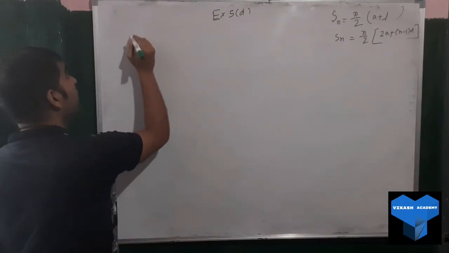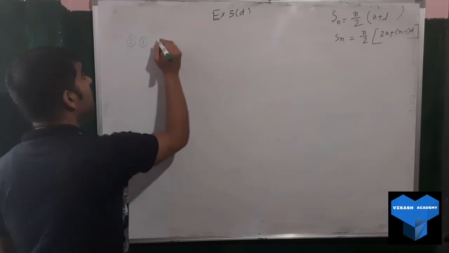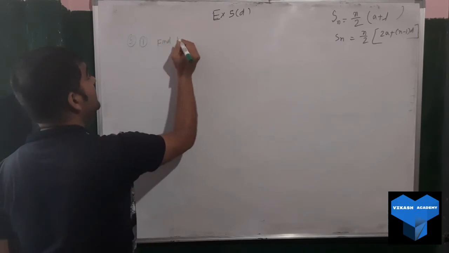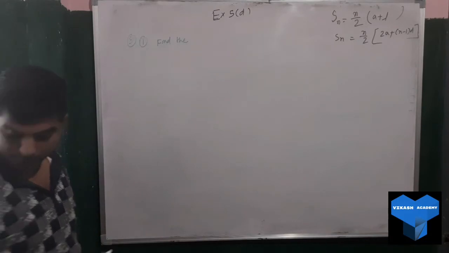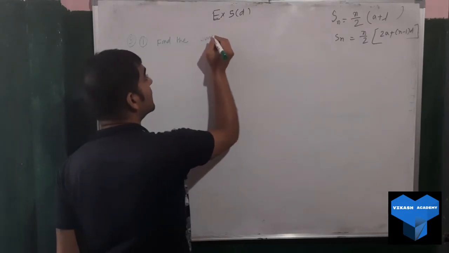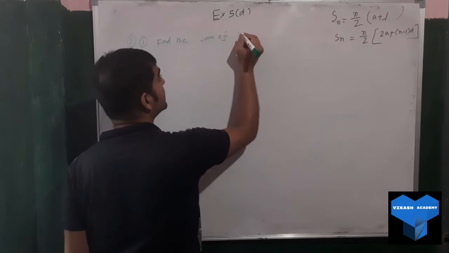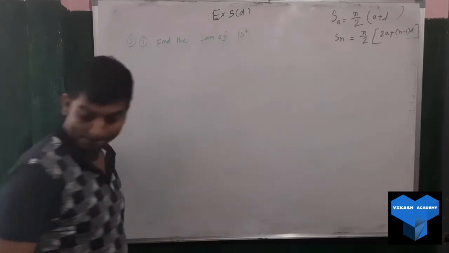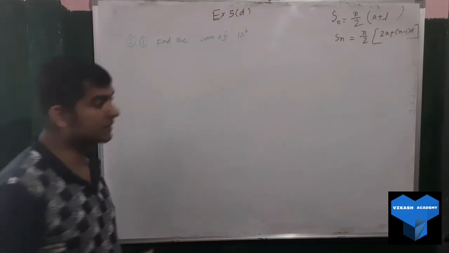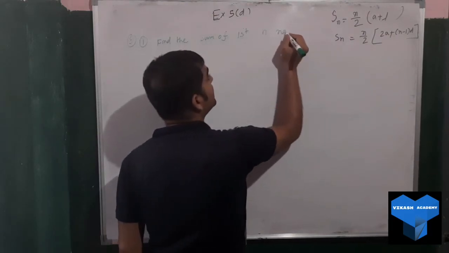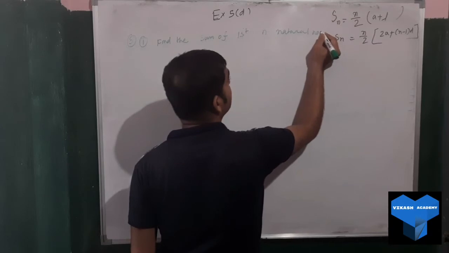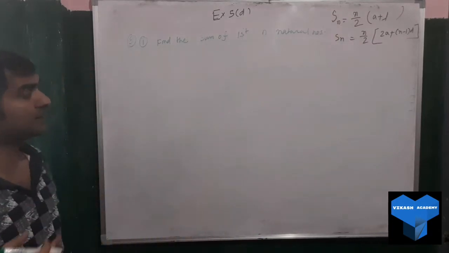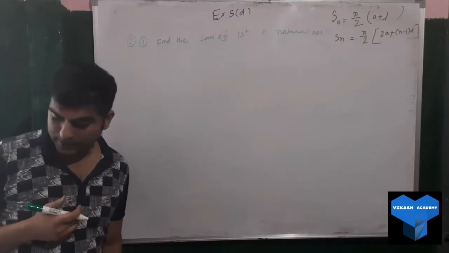Question number 5, we have here one. Question number 5.1: find the sum of the first n natural numbers. So we have to find the sum of the first n natural numbers.